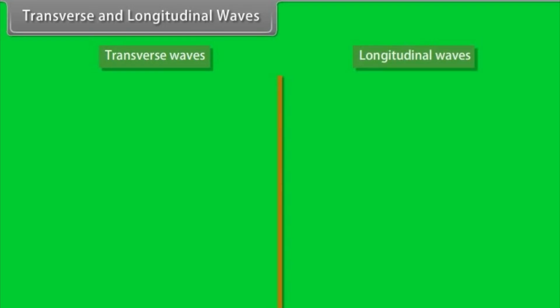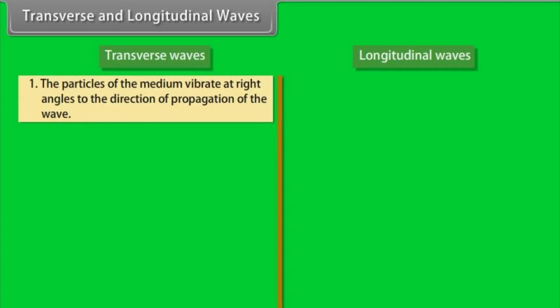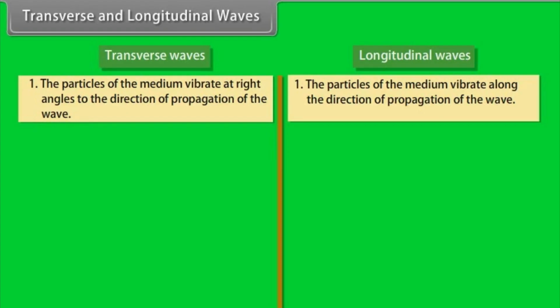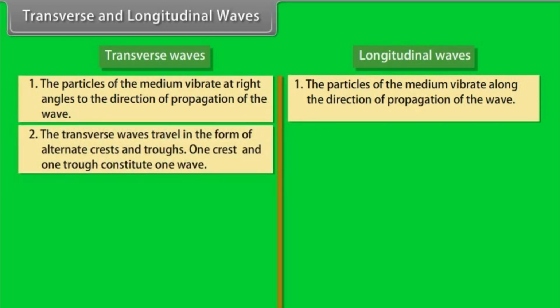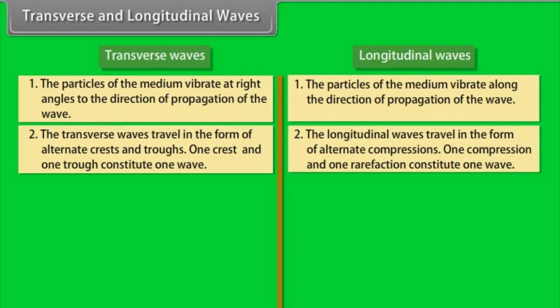Transverse and longitudinal waves. Let's make the difference between transverse waves and longitudinal waves. Number 1. In transverse waves, the particles of the medium vibrate at right angles to the direction of propagation of the wave, whereas in longitudinal waves, the particles of the medium vibrate along the direction of propagation of the wave. Number 2. The transverse waves travel in the form of alternate crests and troughs. One crest and one trough constitute one wave, whereas the longitudinal wave travels in the form of alternate compressions and rarefactions. One compression and one rarefaction constitute one wave.